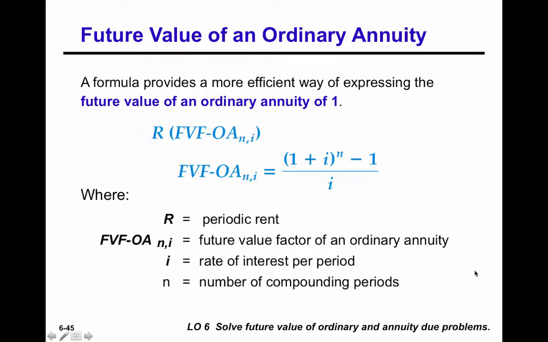Here's a computational depiction of the future value factor for an ordinary annuity. It is 1 plus the interest rate raised to the nth power, the number of compounding periods, minus 1. Basically what we're doing there is subtracting out that first period when there was no interest being earned. That divided by the interest rate gives you that future value factor. So you can plug that into your calculator if you want to solve these problems using your calculator.